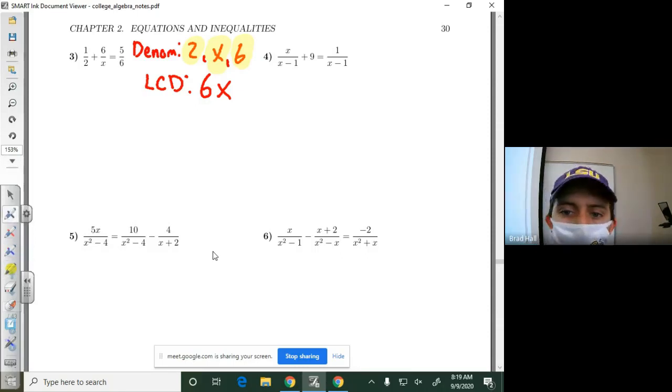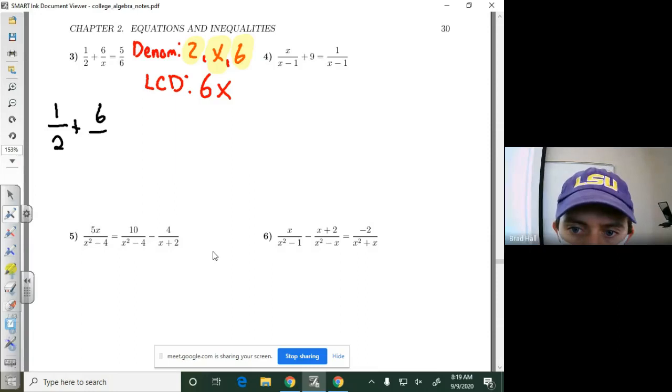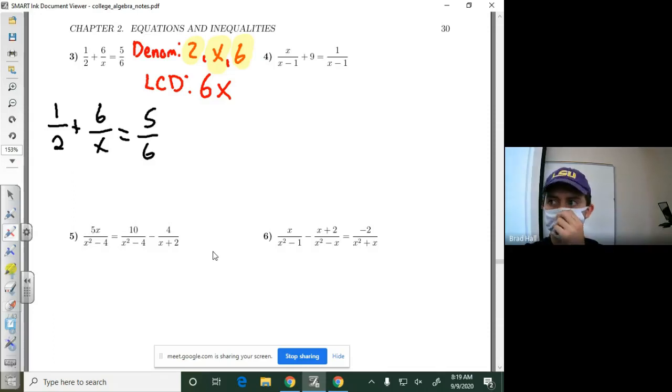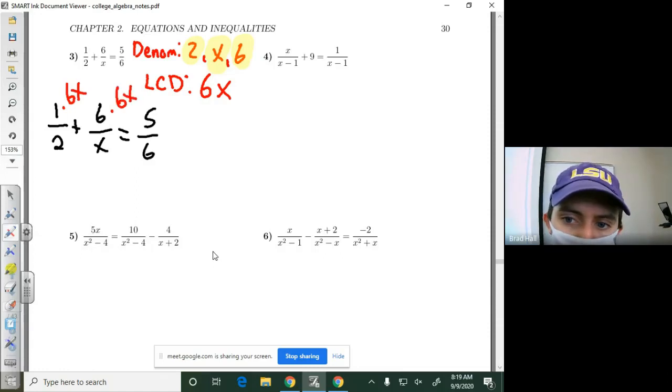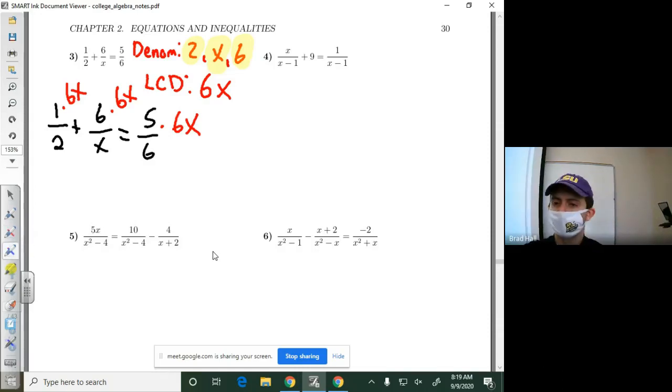So what I'd like to do is just write out everything again. So I'm just rewriting the problem. But now I'm going to multiply every term by the least common denominator. Every term gets its own least common denominator. And remember, even though there's now a variable in the least common denominator, we are looking for an explicit cancellation so we can get rid of these fractions.